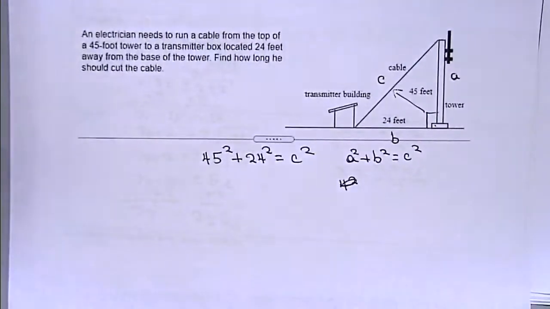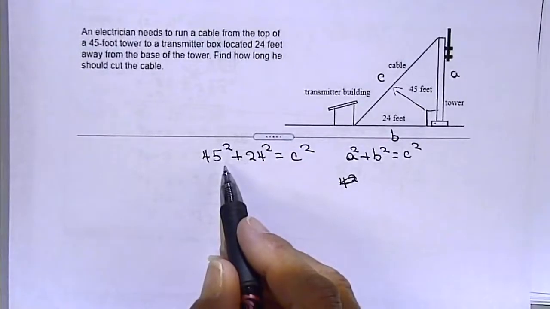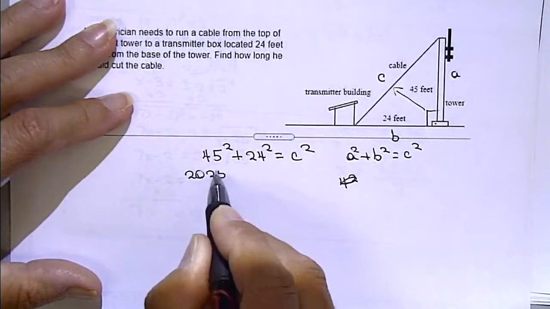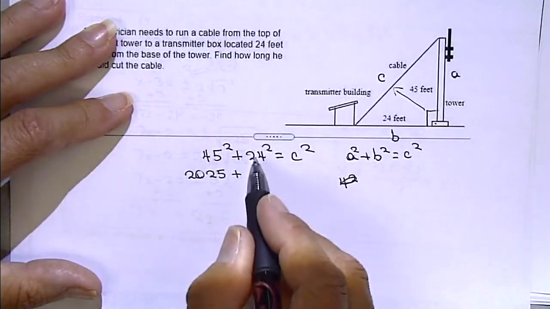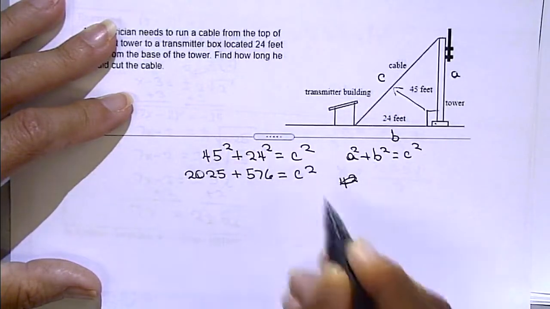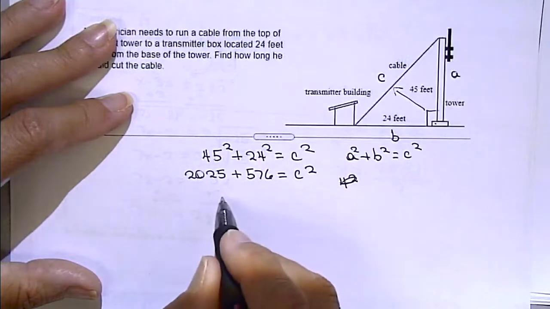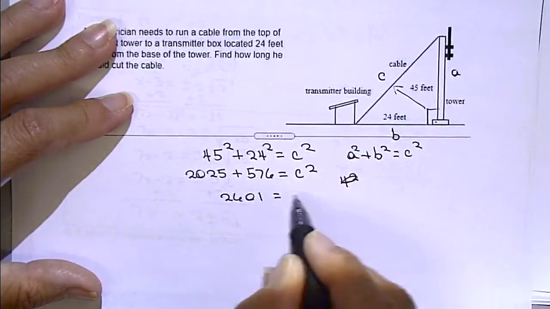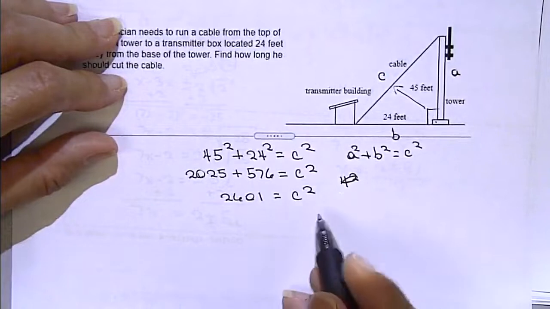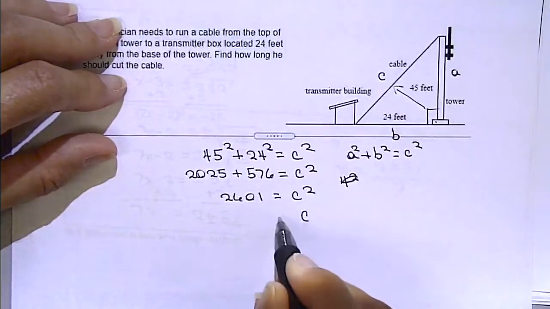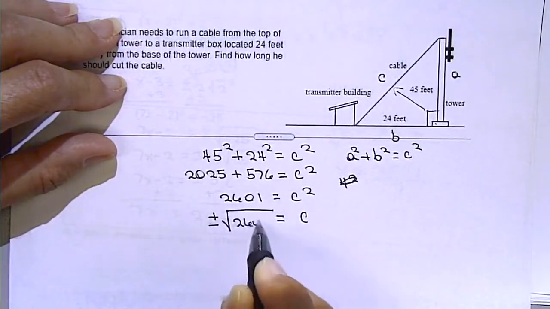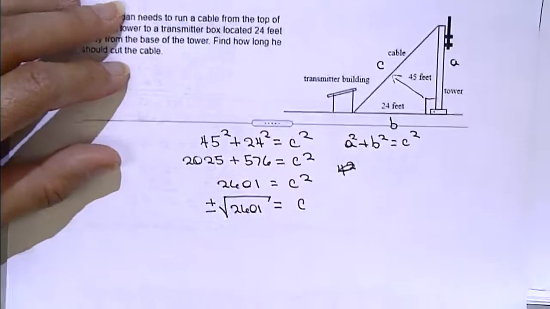Okay, now I can figure out what 45 squared is. I would type it into my calculator, and I would come out with, I think I got 2025. And I know what 24 squared is. I would type that in. These are not too big for me to do, right? And then when I add those together, I have 2601. So what is c equal to? By the way we've been solving these things, c is going to equal plus or minus the square root of 2601, right? Okay, 2601 is a perfect square.